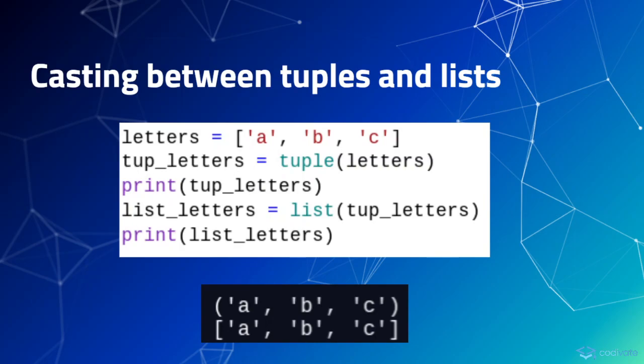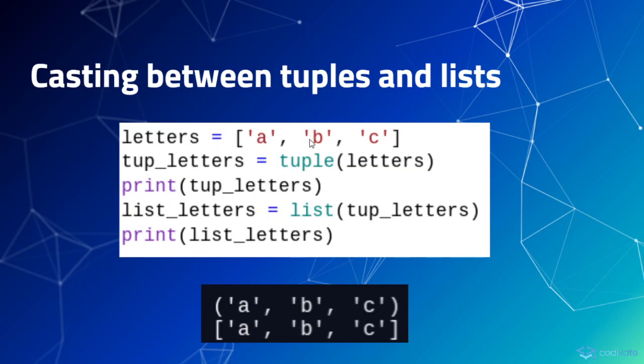So if we do want to change a tuple, there are some ways to get around it. Or if we want to change a list so that it cannot change, we could also do that. And this is through casting. We looked at typecasting last time with strings, ints, and floats. Now let's look at doing that with tuples and lists.